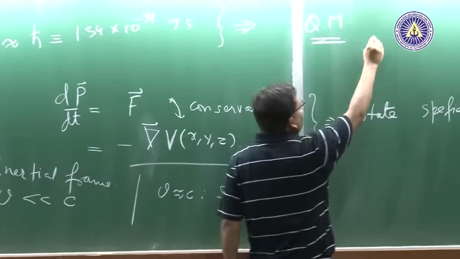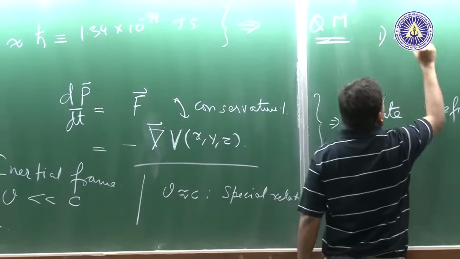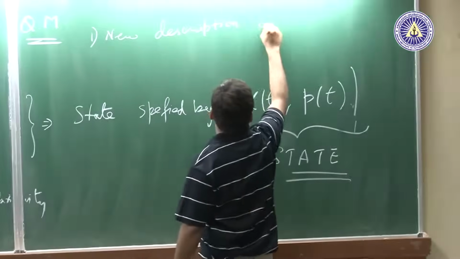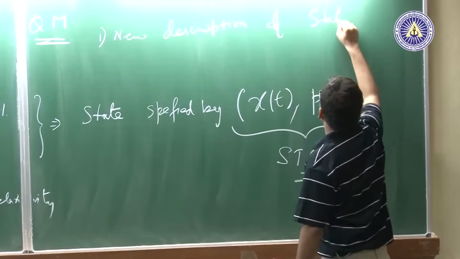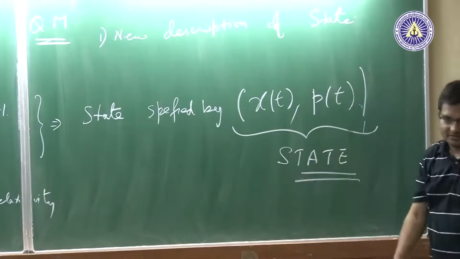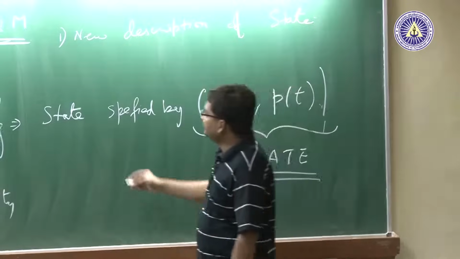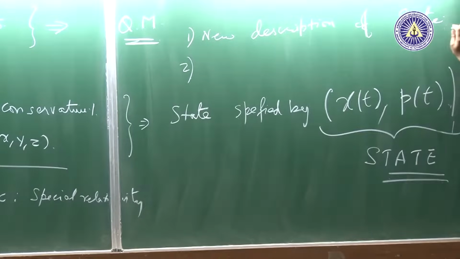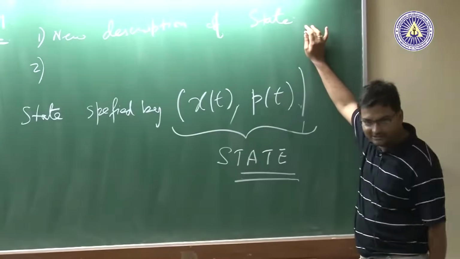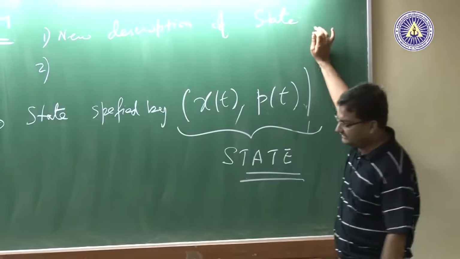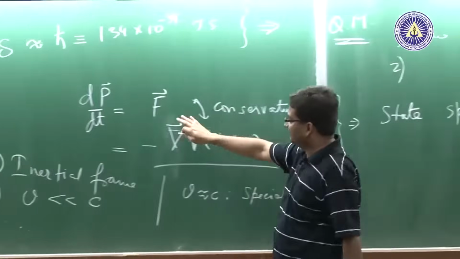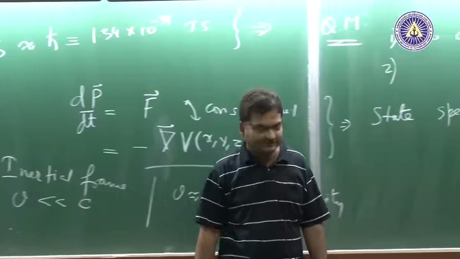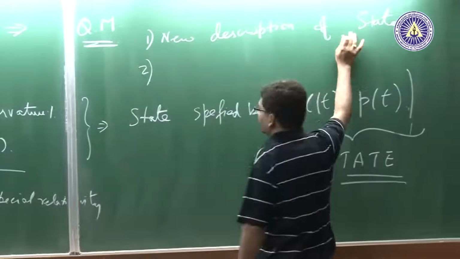So, one, a new description of state. And second, the new description of state will have certain constraints on it, so that we remain in the quantum mechanics regime. Just like here, for example, the momentum cannot be greater than a certain quantity, otherwise it becomes relativistic. So that will be one.